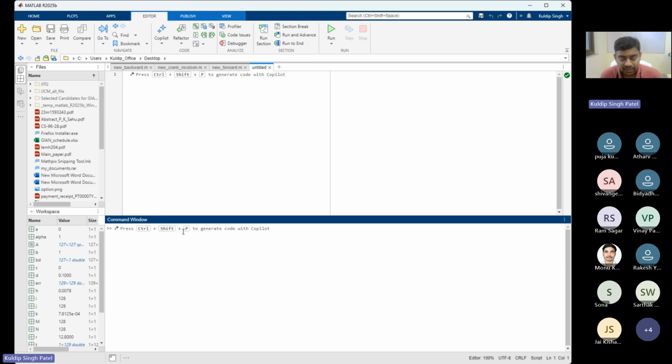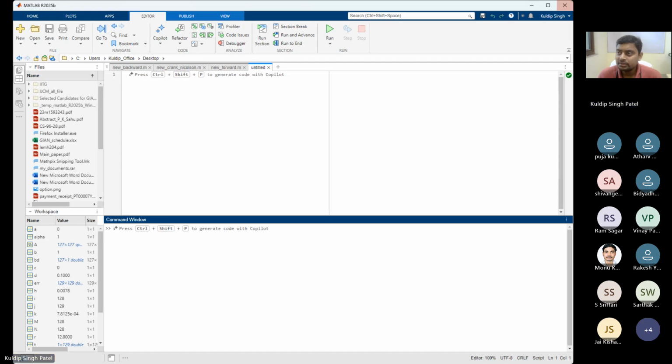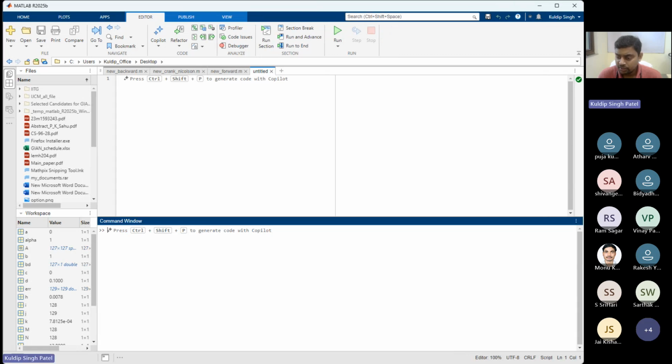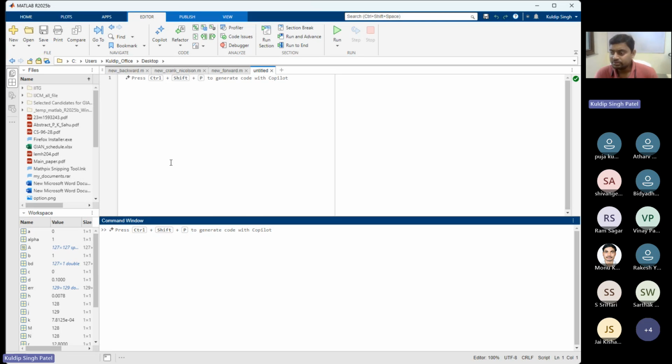Second, if you have MATLAB in your institute or you want to do some coding, we'll see here how we do coding in MATLAB. Whenever you open MATLAB, you get this kind of visual. All of you can see this, right? Just one minute. I hope this MATLAB is visible to all of you.